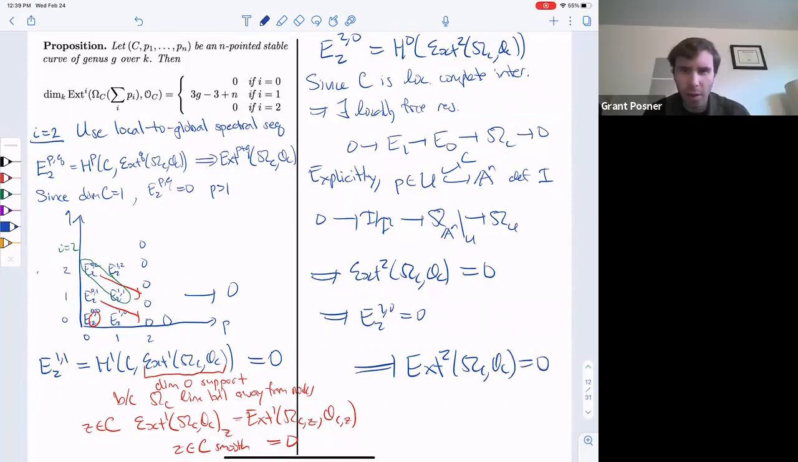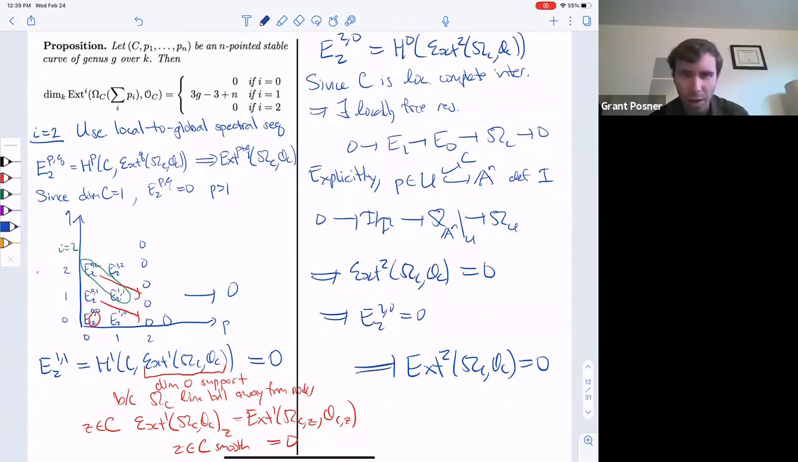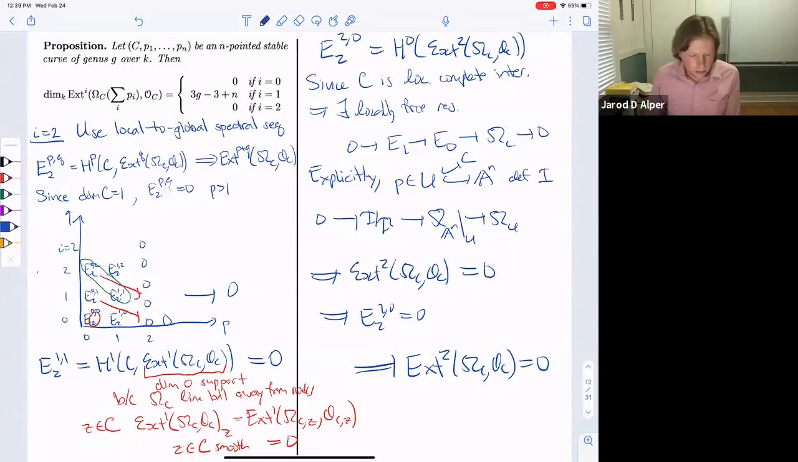I think that the indexing might be a bit wrong, unless I'm confusing myself, like of the spectral sequence. Yeah, like E_2^{2,0} should be 0 just because p equals 2 is greater than 1, right? Like, should it be E_2^{0,2}? Oh yes. Oh yeah, great. Yeah, the indexing is wrong. Yeah, this is 0,2.